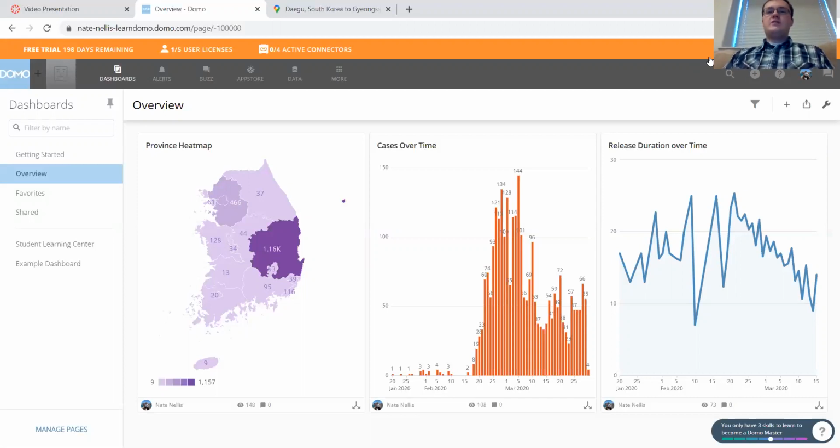The nice thing about Domo is we can just keep updating the data set, and it will feed into the views that we have, so we can keep learning more and more.